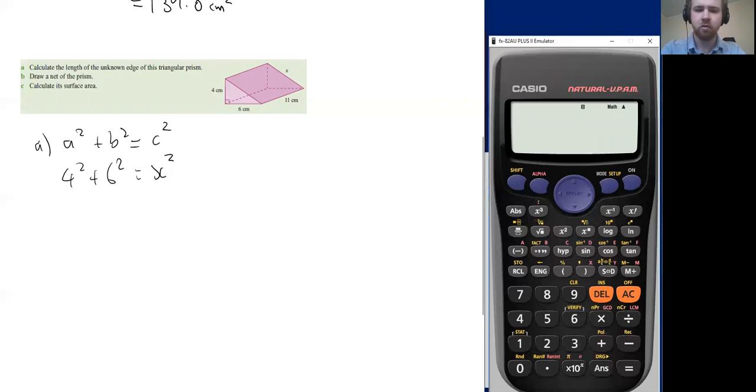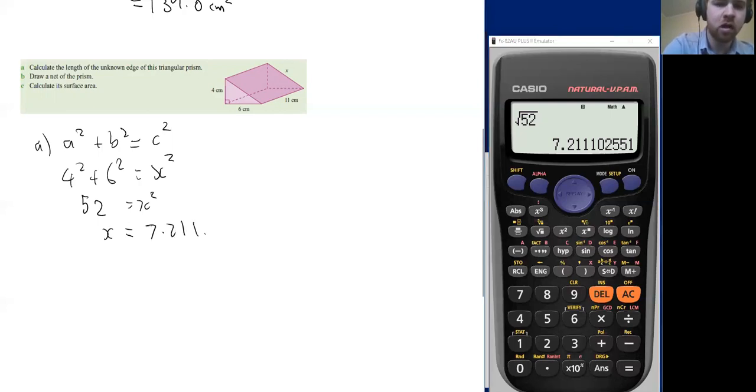We can find out what 4 squared plus 6 squared is. It's 52 equals X squared. So that means X is going to be the square root of 52, which we're going to round. So we're going to go equals 7.211... equals, let's go just to 2 decimal places today. Let's make that an approximately equal to as well. Okay, so we've done part A, we found X.